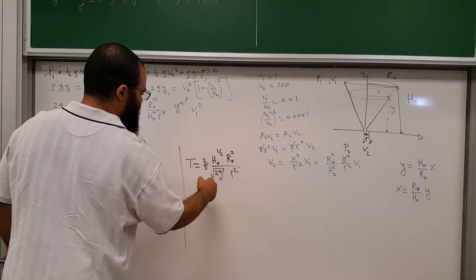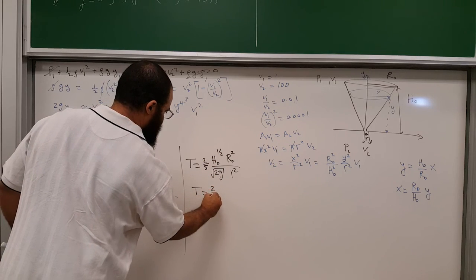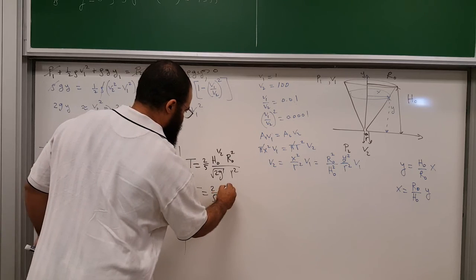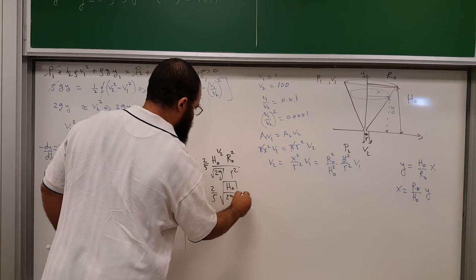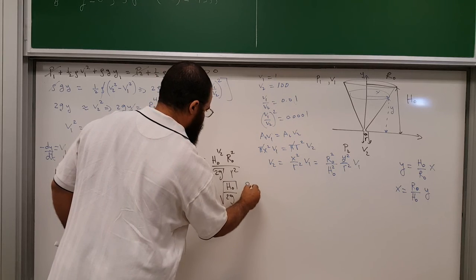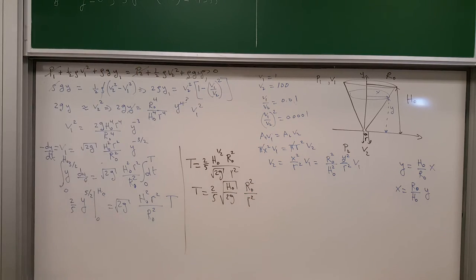And h0 to the 1/2 is the square root of h0, so capital T will be 2/5 times the square root of h0 over 2g, all of them under the same square root. And here I have r0 squared over r squared. Hopefully I have this correct. And it looks correct. All right, I will stop here.